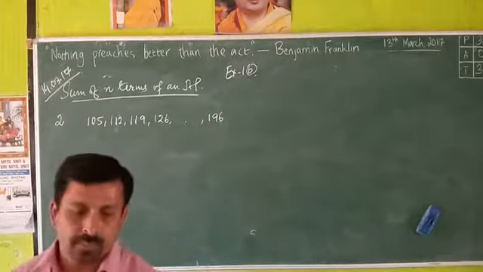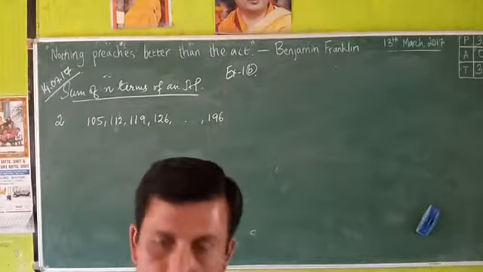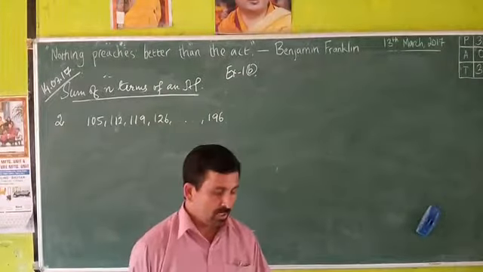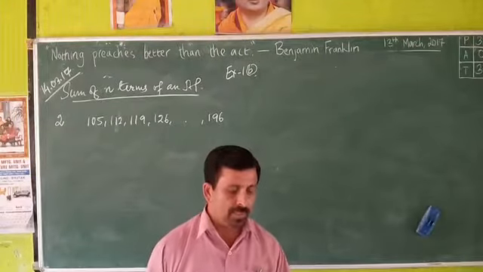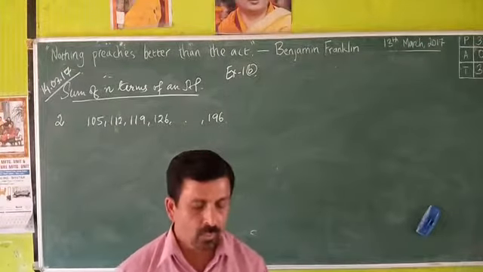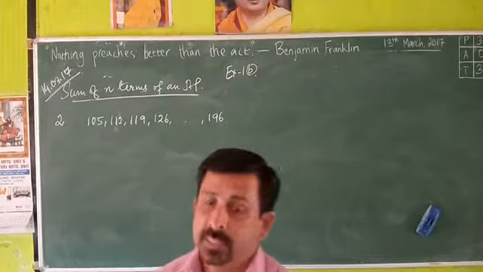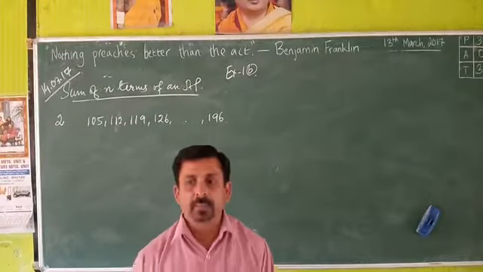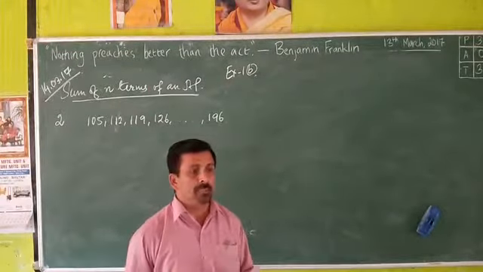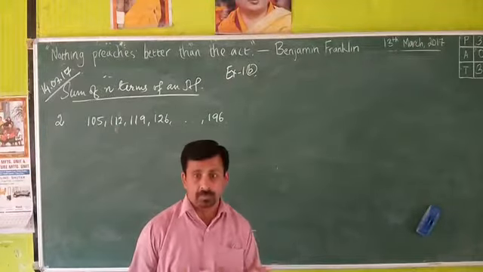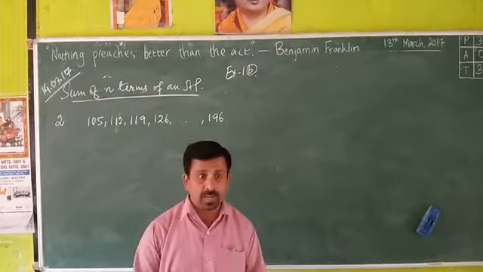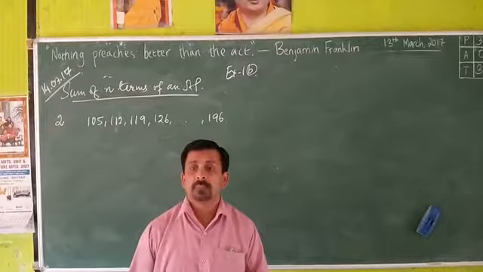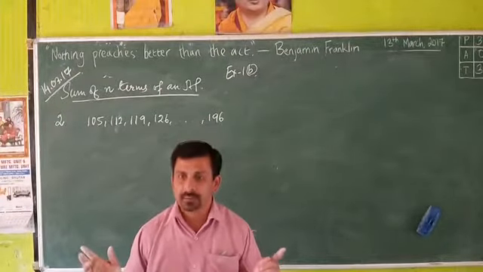Now, question number 2 is: find the sum of all the numbers between 100 and 200 which are divisible by 7. So we have to find the sum of all the multiples of 7. The meaning of this question is, find the sum of all the terms between 100 to 200 which are divisible by 7. Is this okay?